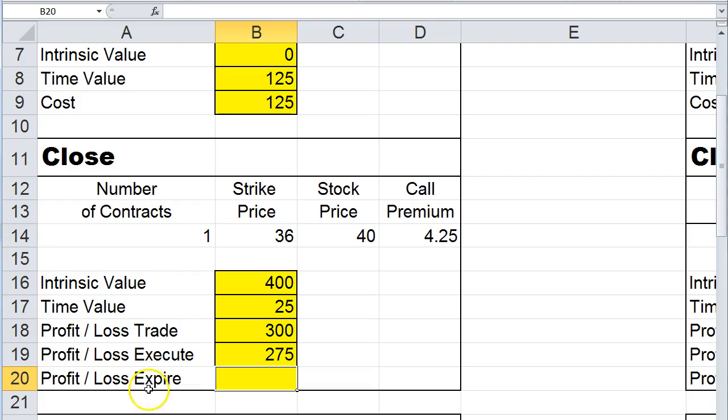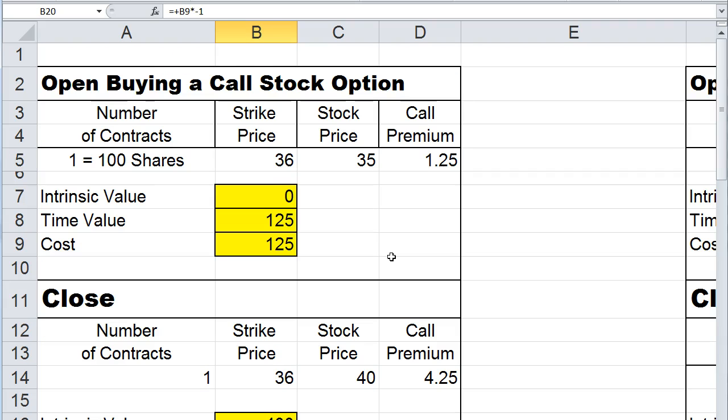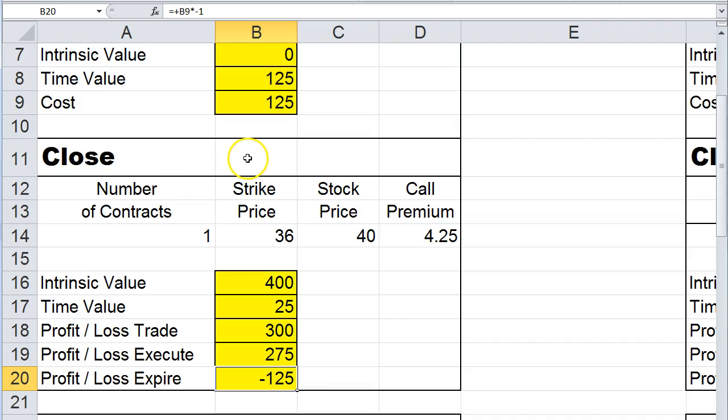So if I'm going to let the contract expire, then my loss is going to be whatever I paid for the contract. So I paid for the contract, and I'm going to multiply this by -1 to show a loss. I paid $125 for the contract, so that's going to be my loss. Okay, so that is the first example on buying a call contract and closing a call contract.